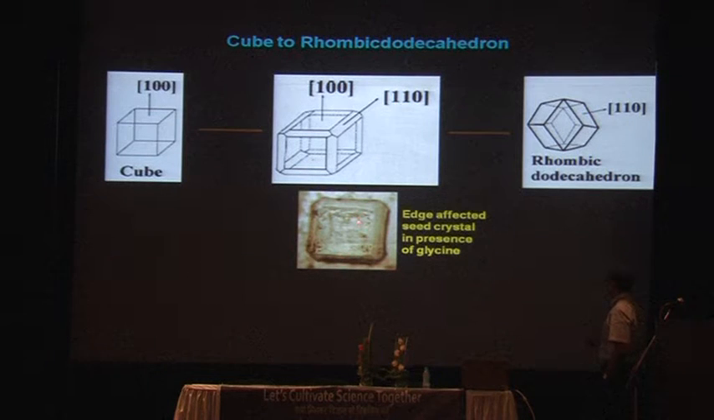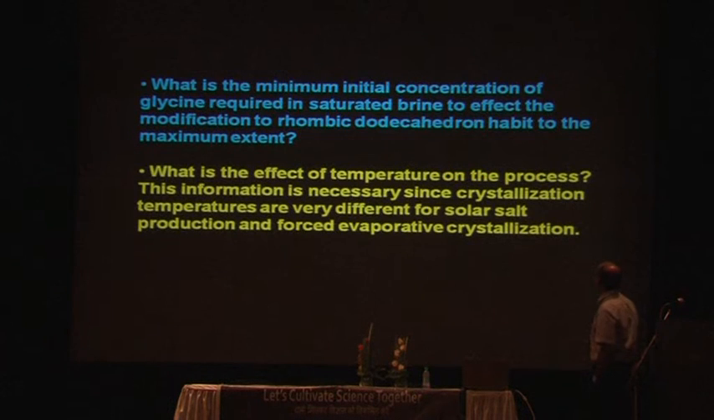What we did in this case, we took a seed crystal of cubic crystal, put it in saturated sodium chloride solution containing glycine, and we end up getting this crystal. You see that? You can exactly match with this, the edges. So 1, 1, 0 plane is very much seen here. I can show you a better picture later.